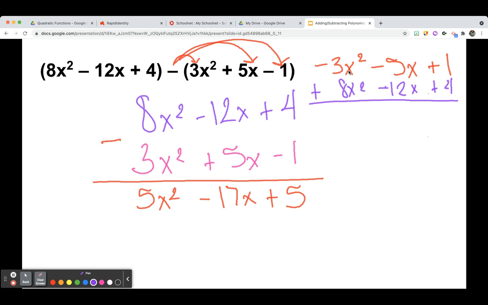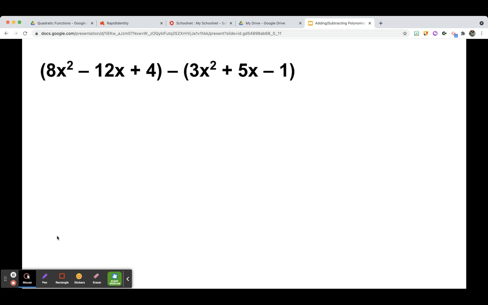And we're going to get the same thing because a negative 3 plus an 8 is 5x squared. Negative 5 plus negative 12 is negative 17. And 1 plus 4 is 5. So if you like adding better, you could distribute that subtraction sign, or really what it's saying is a negative 1 out in front, through if you would like to, and then use adding to simplify. That is also an option that is available.